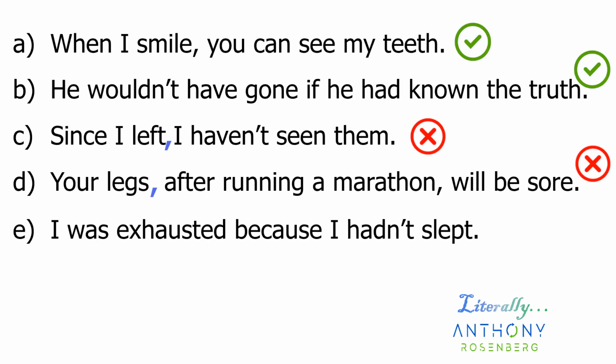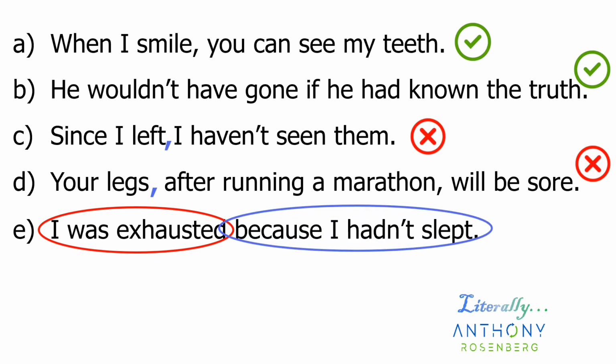But if I just said, because I hadn't slept, you don't know what. Because I hadn't slept, I couldn't do the exam. Because I hadn't slept, I didn't know where I was. Because I hadn't slept, you'd need more information. Therefore, we have subject, verb, object in the beginning, and we have the adverbial at the end. This is correct. No comma needed. Isn't that amazing? So there you go. C and D, we had to put the commas in to make them correct. Without those commas, they would be incorrect.